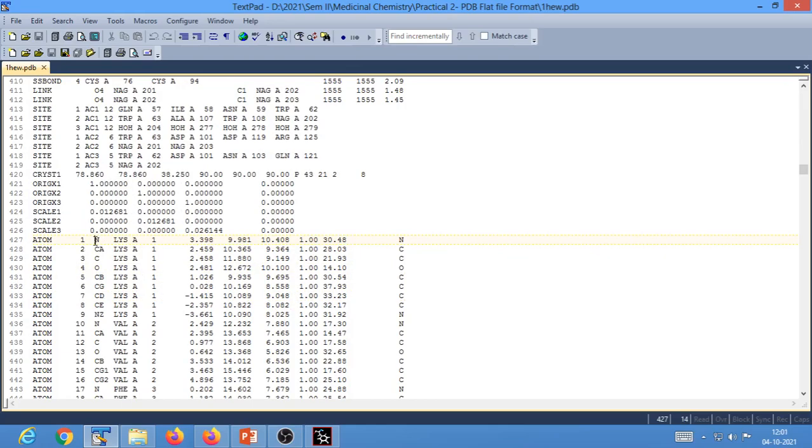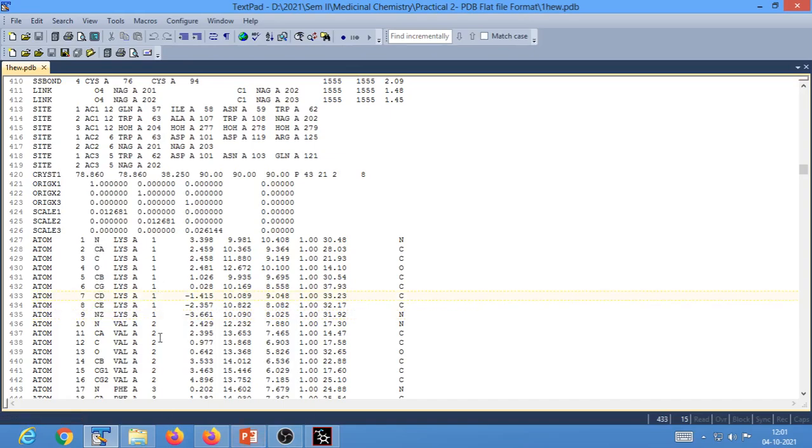After this ATOM keyword there is a column that signifies these letters: N, CA, C, CB, CG, CD, CE, NZ. This particular column corresponds to the atoms that are present in your protein molecule.